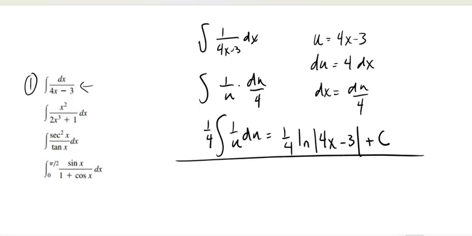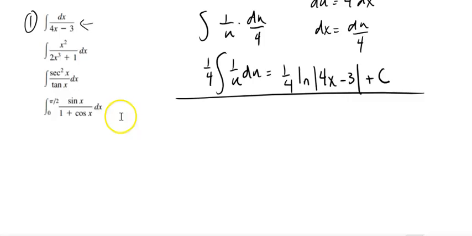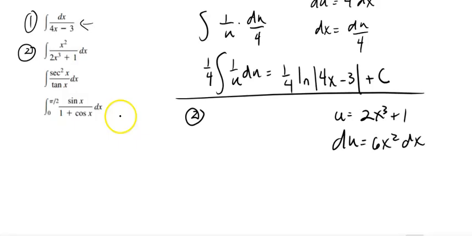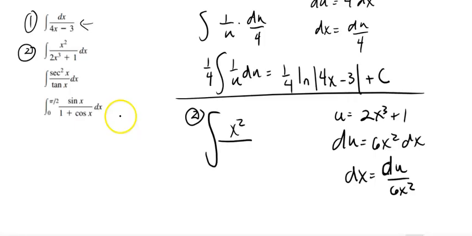Okay, number 2. So I'll let u equal the denominator. Not even thinking about it, just let it be the denominator. Then take the derivative of that. dx is du over 6x squared. And then you'll see how these work out. If you have that relationship, it's close to u prime over u, right? x squared isn't the derivative of 2x cubed plus 1, but it's close.